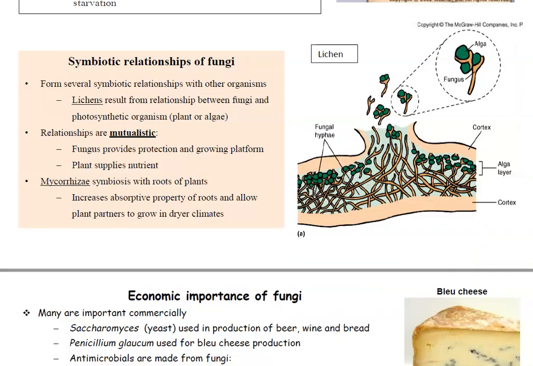Some fungi form symbiotic relationships with other organisms. Lichens result from a relationship between a fungus and a photosynthetic organism, either a plant or an alga, which remember, algae is a plant-like protist. The relationships are mutualistic. The fungus provides protection and a growing platform, and the plant or the alga supplies nutrients from photosynthesis. Mycorrhizae symbiosis is with roots of plants. It increases the absorption property of roots and allows the plant partners to grow in drier climates.